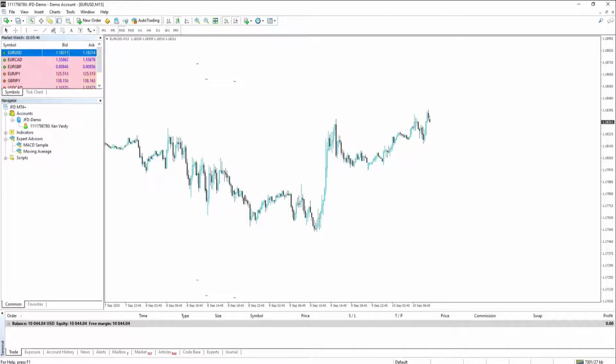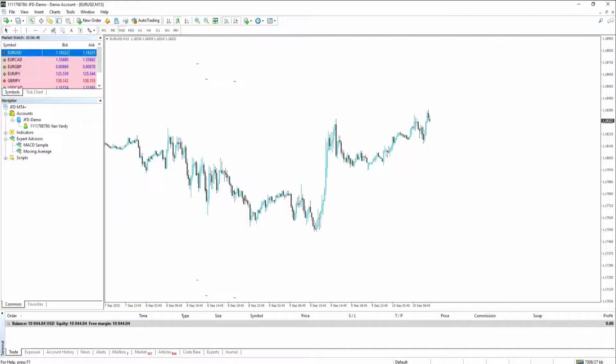The key to making profit on the Forex market is to trade in the right direction. The chart that you can see on the screen right now is the Euro USD, and it's on the M15 or the 15-minute chart. Now, to make trading easier, you can trade with indicators.